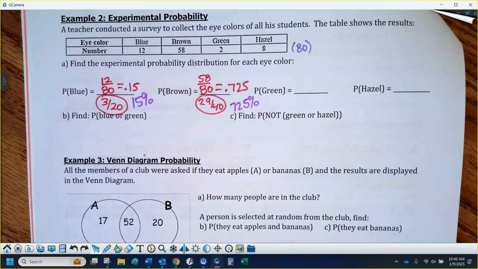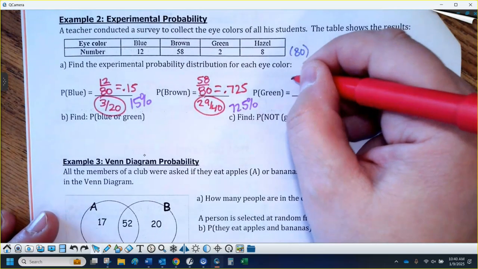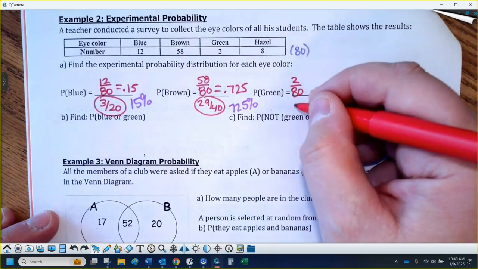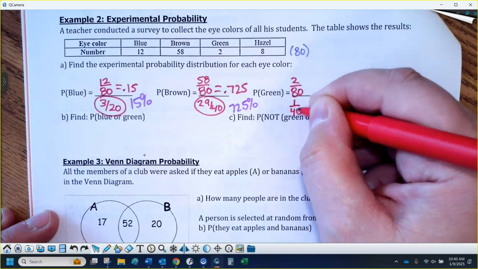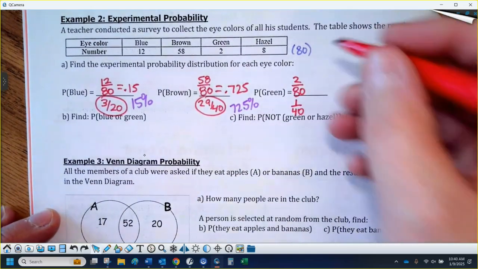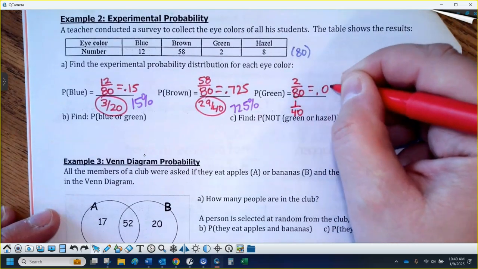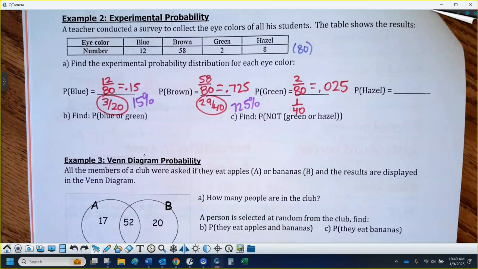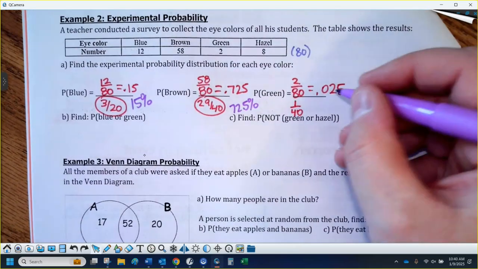So the probability I have green would just be 2 people with green eyes out of the 80 total. I'm pretty sure I can reduce that fraction without my calculator. So that'd be 1 over 40. Let me see what that is as a decimal. This is 0.025.